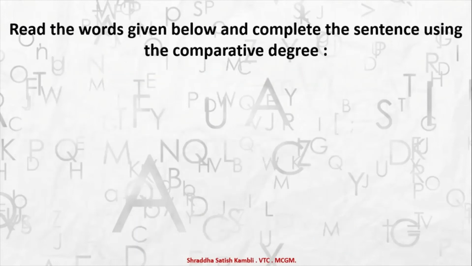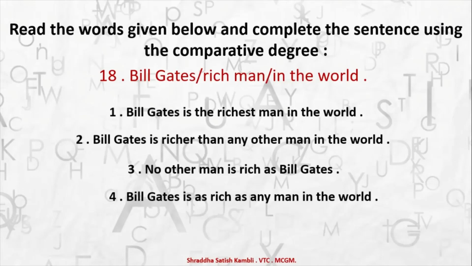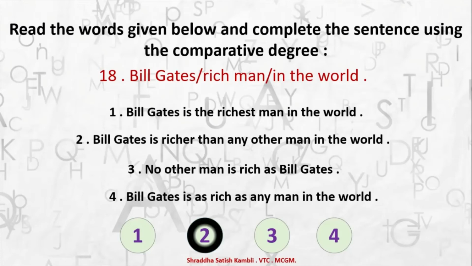Coming to the 18th example. Bill Gates, rich man in the world. So what will you say? Will you say Bill Gates is the richest man in the world? Bill Gates is richer than any other man in the world. No other man is as rich as Bill Gates. Bill Gates is as rich as any man in the world. What will you say? You will say Bill Gates is richer than any other man in the world.